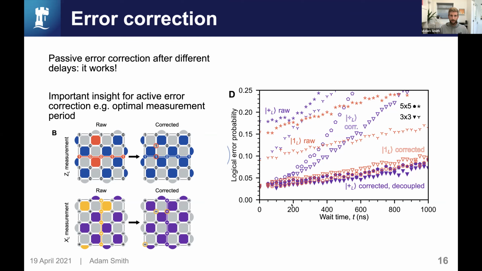And just to point out, this is really a passive scheme. We put it on the system, we just wait, and then at the end of the experiment, we correct it. Now, what you really want to do for error correction is to be constantly correcting errors as you do your circuit on top. So that's an extra step.